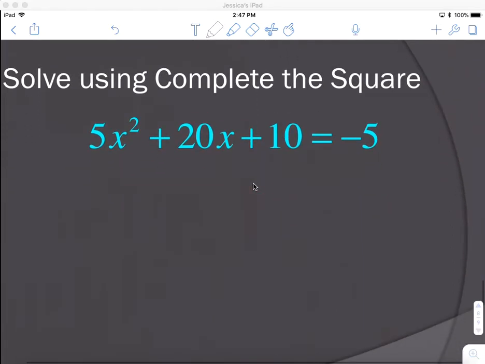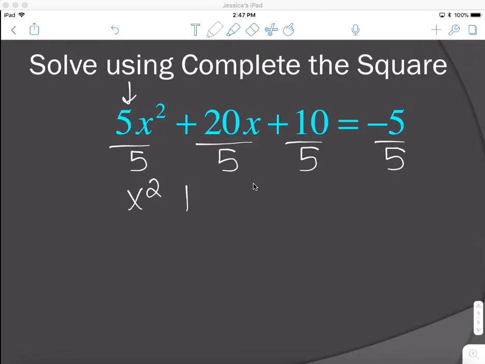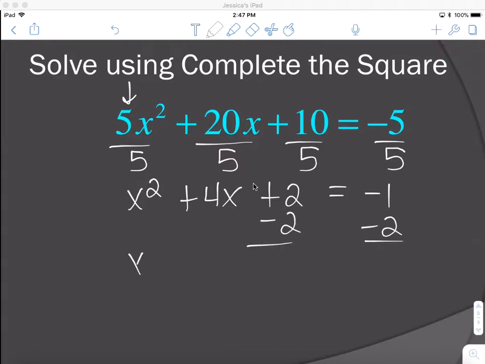Go ahead and pause the video, try this one on your own, and then replay it once you're ready to check. Your first step on this problem is to divide out the 5 in front. You're going to divide every single term by 5. When you do that, this becomes x squared plus 4x plus 2 equals negative 1. My next step is to move the 2 over. So x squared plus 4x plus blank equals negative 3 plus blank.